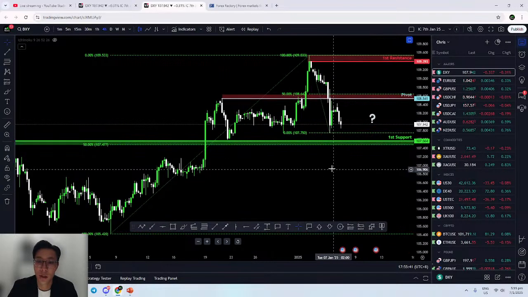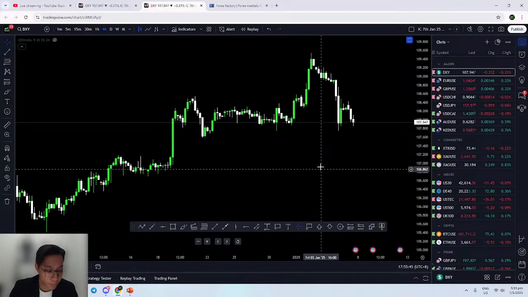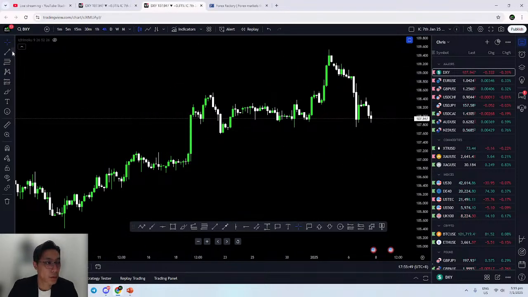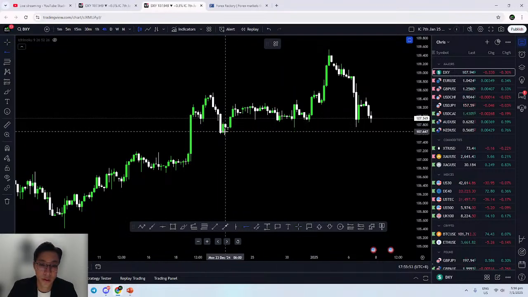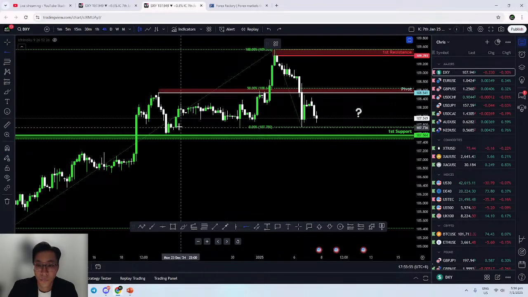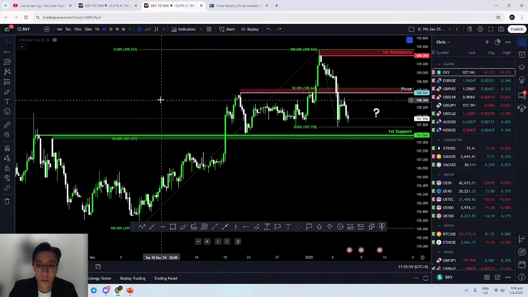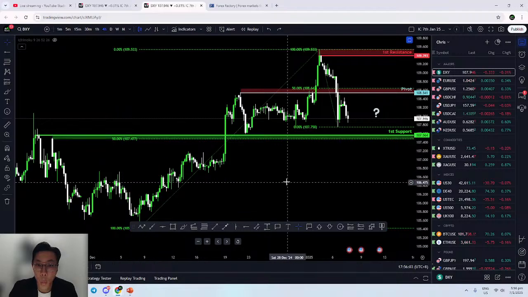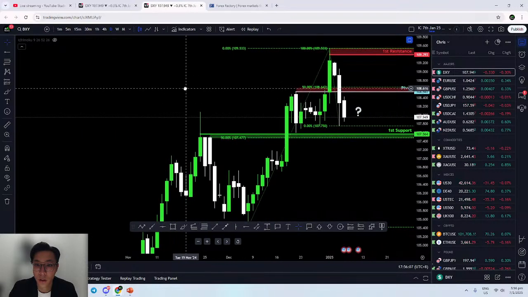Okay, so first let's look at DXY. Let me just remove everything, to show you guys how we usually do it. The first thing that we should do is mark out your support and resistance levels. So when you look at this area, current price, yeah, this is fine. This is daily. Yeah, this should be daily.